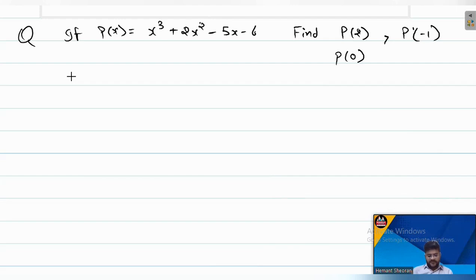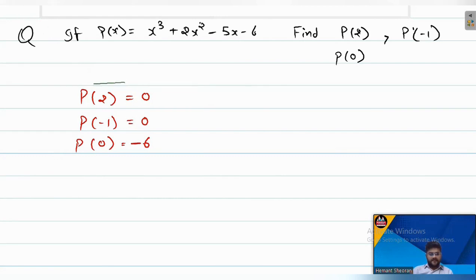-6. Perfect. Dashil, check the second one. I got 0. It will be 0, and 0, -6. P of 2 will come out to be 0. And then P of negative 1 will also be a 0. And then P of 0 will be a negative 6. Yes, sir. I got 0 as well.